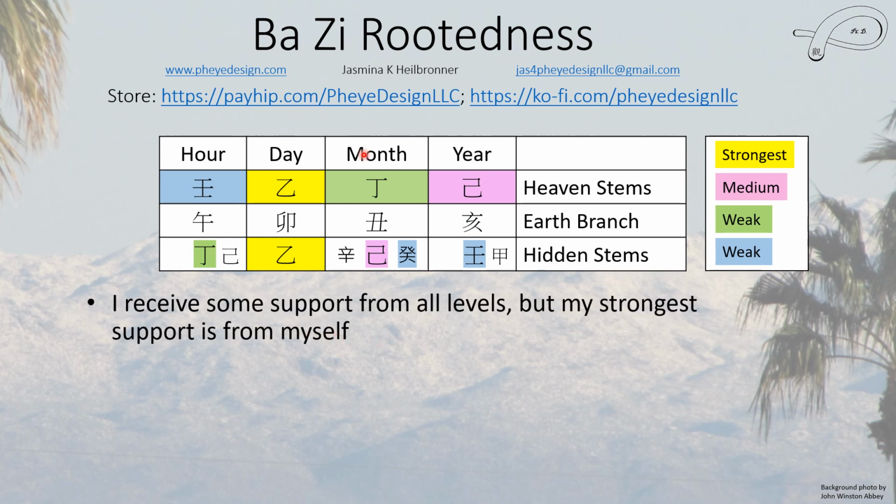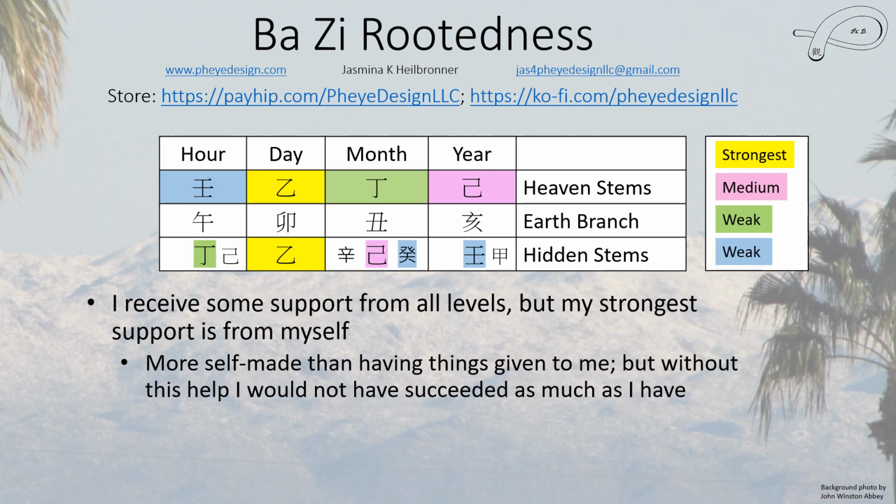What this means, when I look at the whole thing, is that I receive support from all levels. That is, the parents and the bosses. The career supports me. I support myself, and my ideas support me, and all this. But what this means, because this is the strongest, is that I am more self-made than having things given to me, because I'm the strongest of all of these.